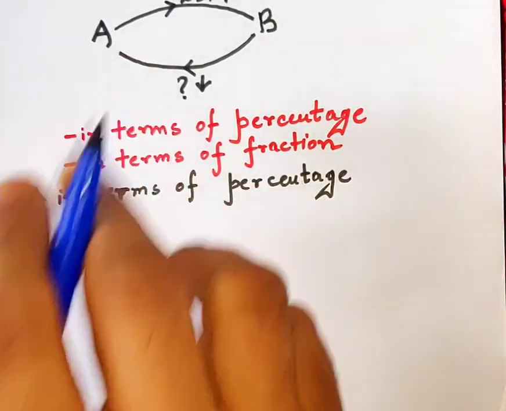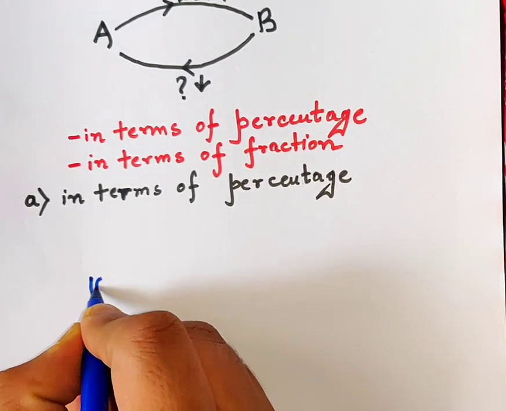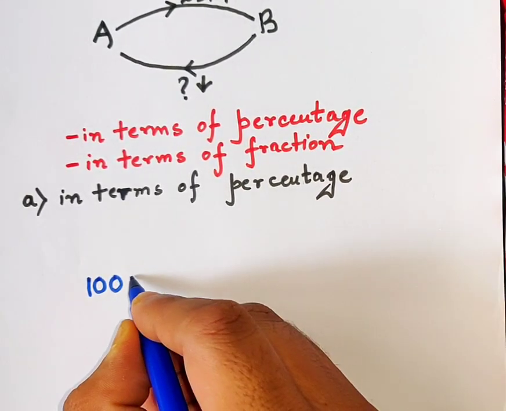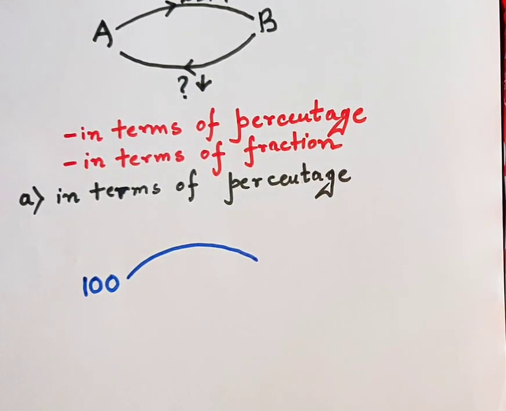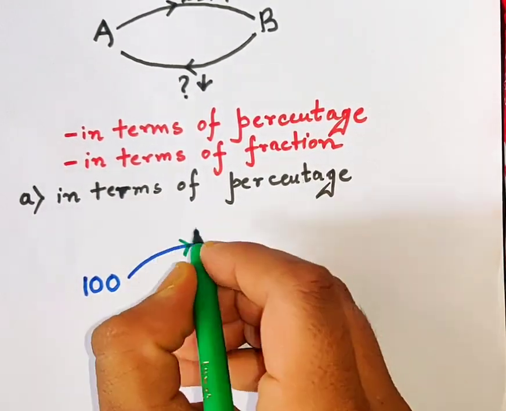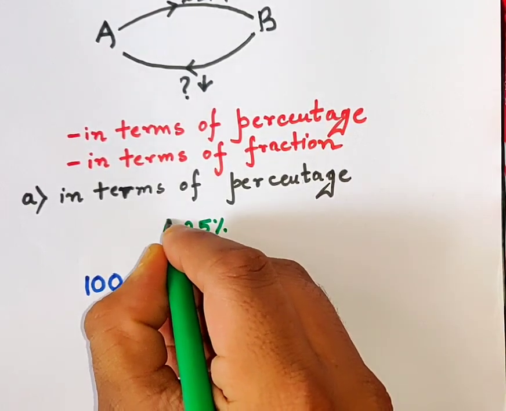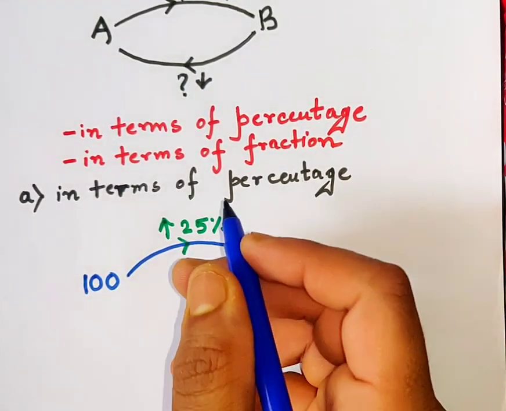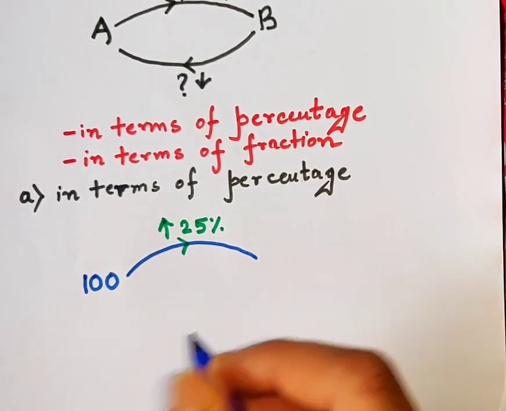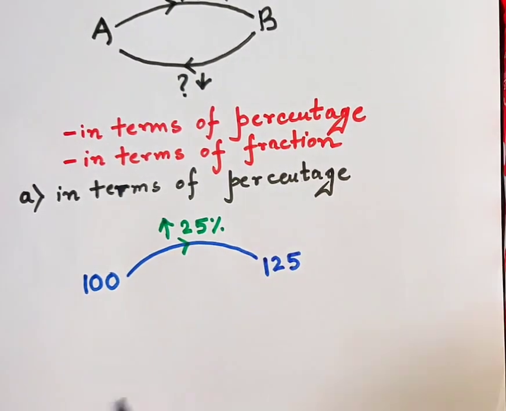Let us attack this problem. Suppose we take the value to be 100. Now let us increase this by 25%. So when you increase 100 by 25%, that means you multiply 1.25 to 100, which we have learnt in the previous video. So this will become 125.